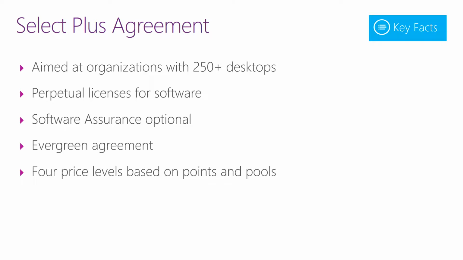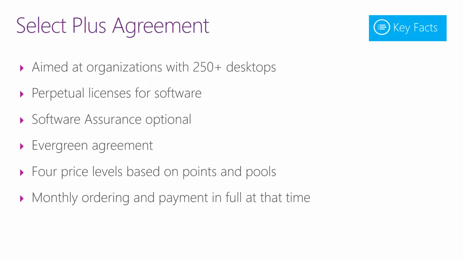I'm going to cover that on the next slide. And finally, from an ordering and payment point of view, a customer makes an order in the month when they want to install a particular piece of software, and they make a payment at that moment in time. There are some options for spreading payments if you buy software assurance, and again, we'll come to more detail on that.